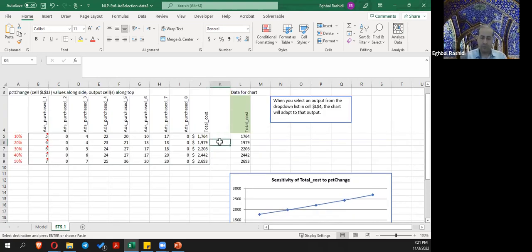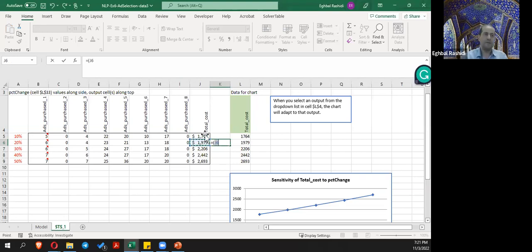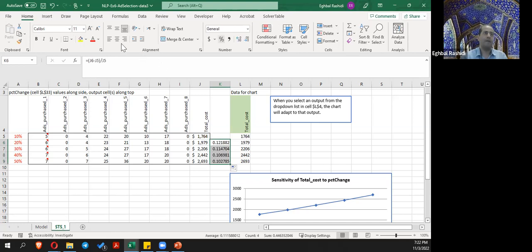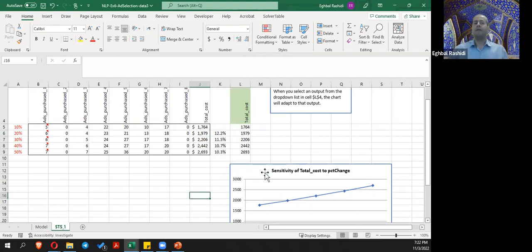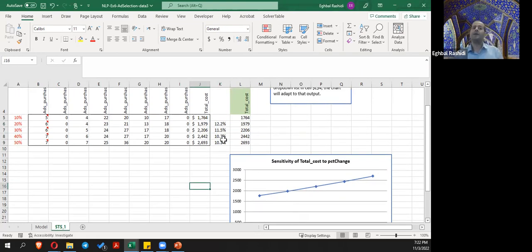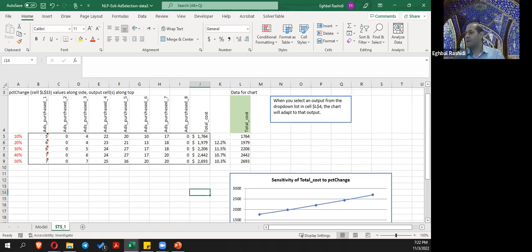So for example, if I find the changes here, this minus this, just divide it by this. Right, so it's not exactly linear as you see here, but it's close and we don't really care. That's what we wanted to cover. Right. Go back to the other lecture.